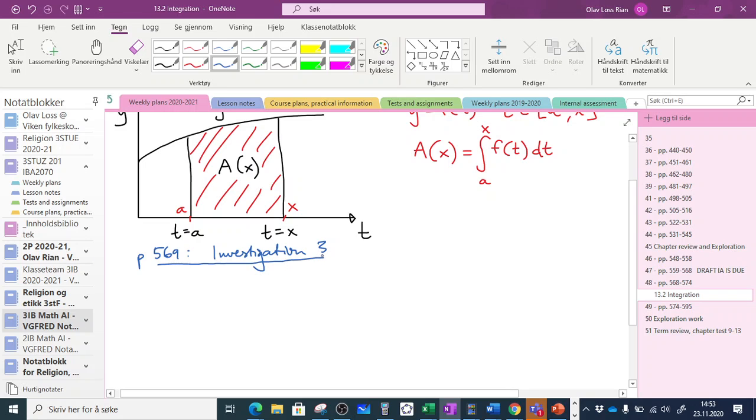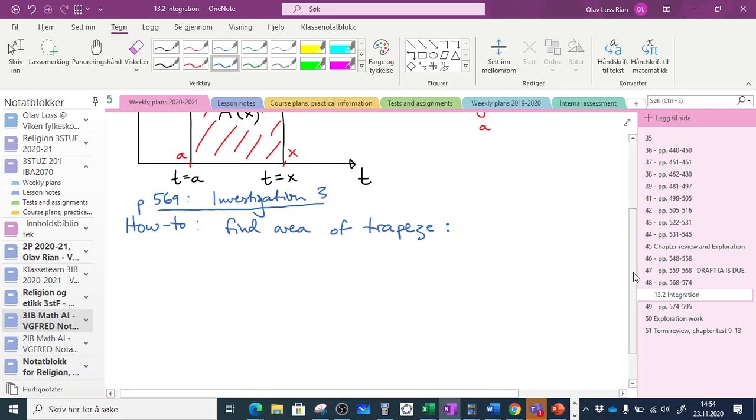I think it's worth starting with a little how to find the area of a trapeze, or trapezoid if you prefer that word. Now, are you familiar with this? Do you know how to do it?